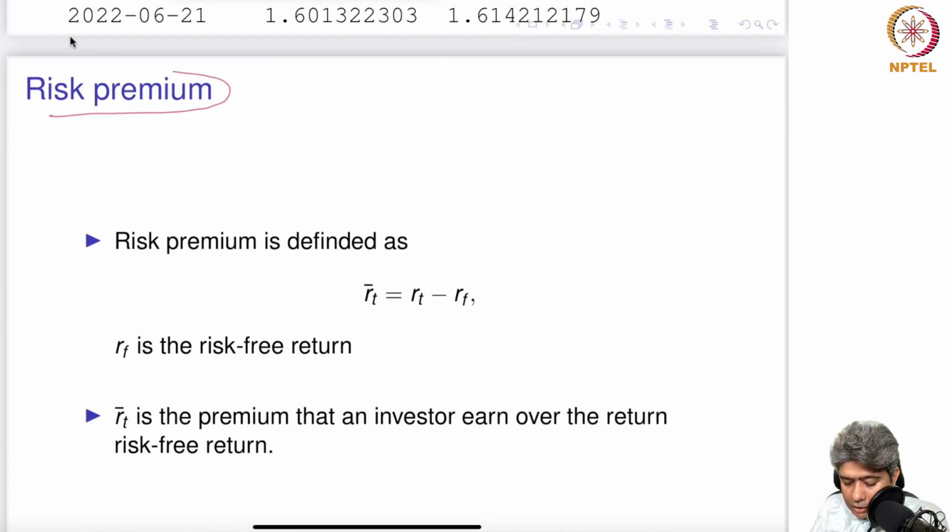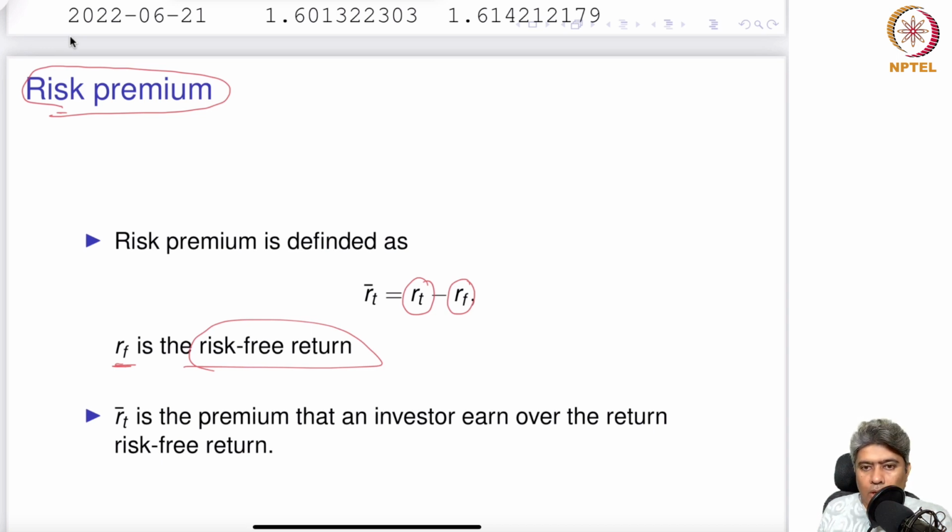Now we will define another concept called risk premium. What is risk premium? Risk premium is the return minus RF, where RF is the risk-free rate of return. During the same period, you could have invested the same money in, say, a fixed deposit of State Bank of India, and then the return that you will get, for sure, is known.